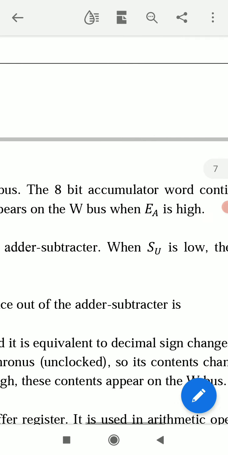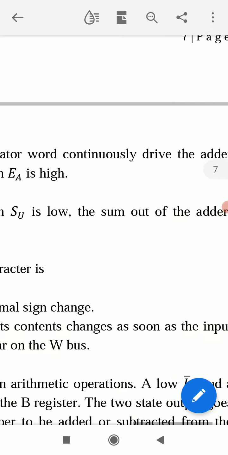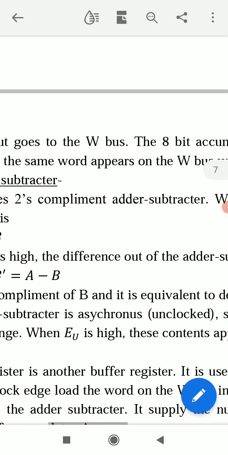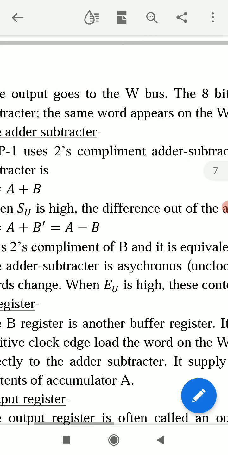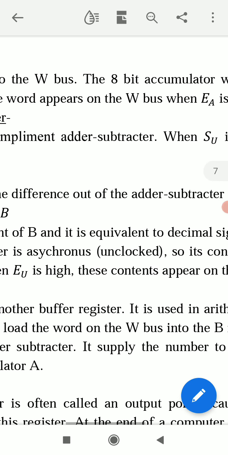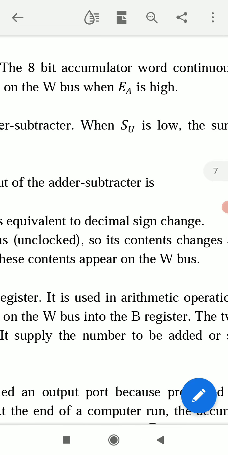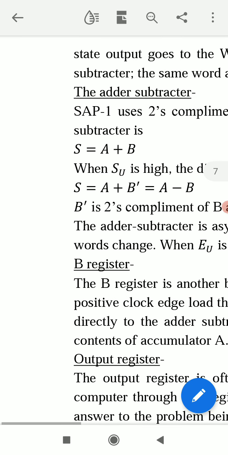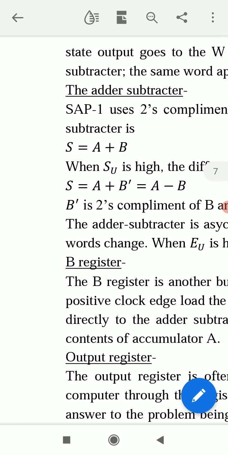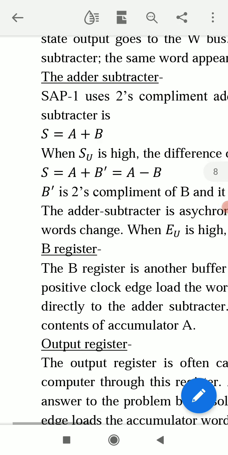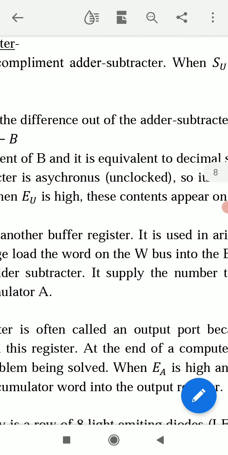The 8-bit accumulator word continuously drives the adder subtractor. The same word appears on the W bus when EA is high. Next part is the adder subtractor. Below accumulator A, we have the adder subtractor. SAP-1 uses a 2's complement adder subtractor.